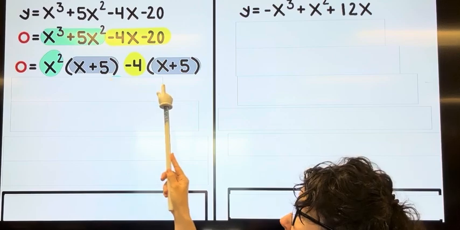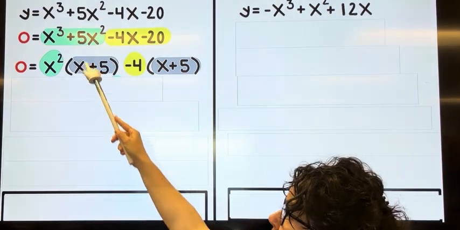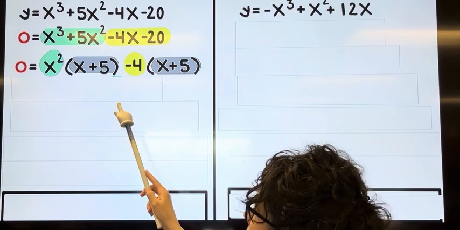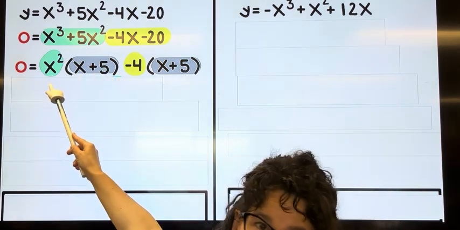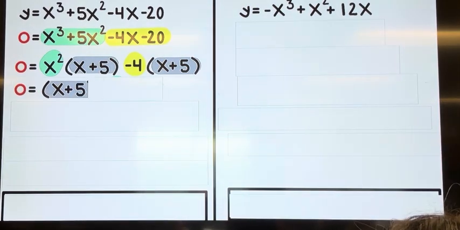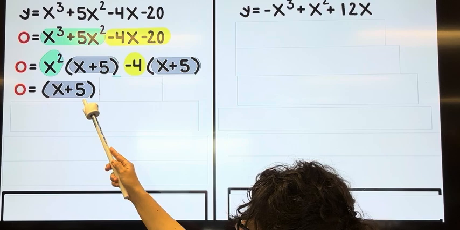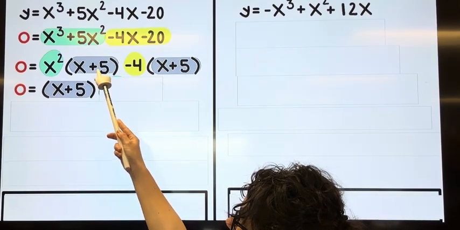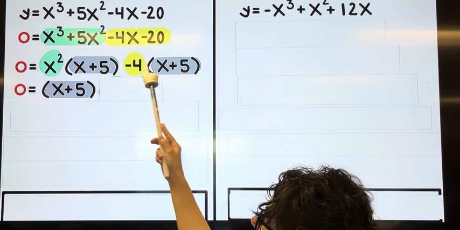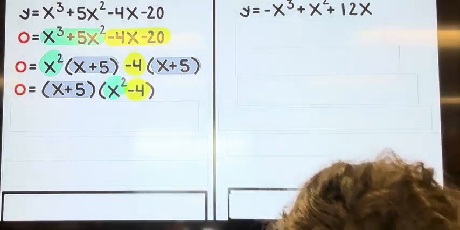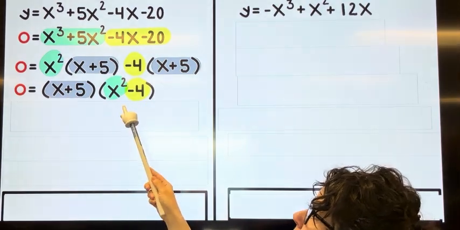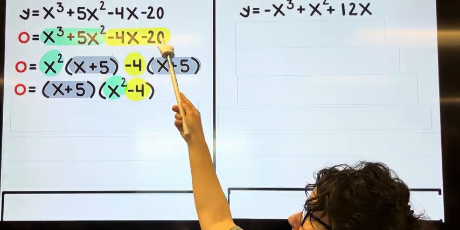Once we've taken out what's in common to the front half and to the back half, and we get the match, then we're really focused on what's in common in the front half and the back half, and we're going to take that out. So if I take out x plus 5 out of the front half, I'm left with x squared. And if I take x plus 5 out of the back half, I'm left with negative 4. So I've got this factored. You could FOIL this back together, and you'd be right back here.